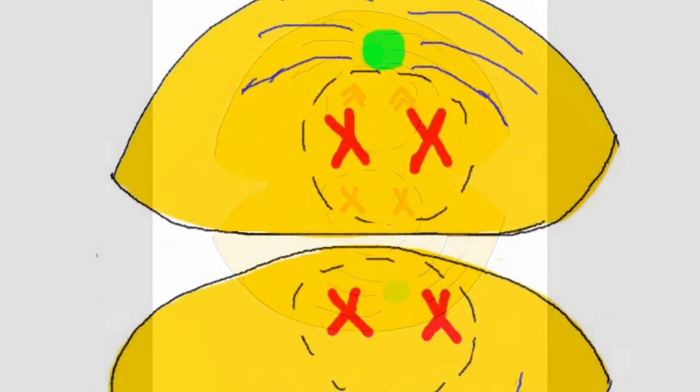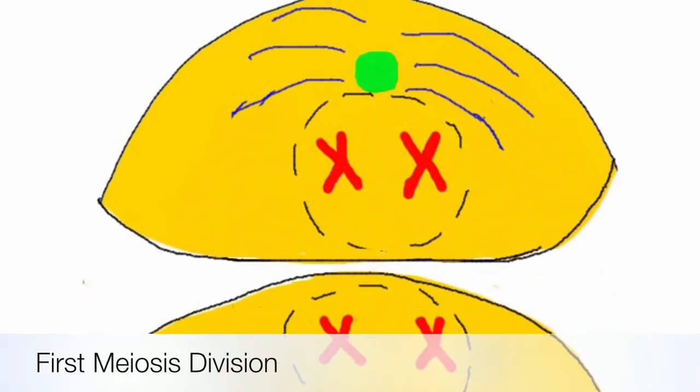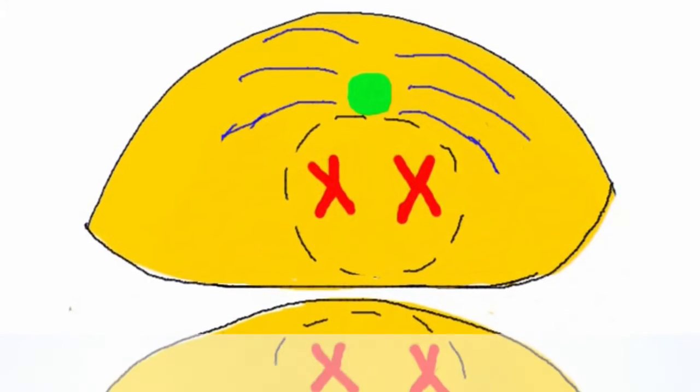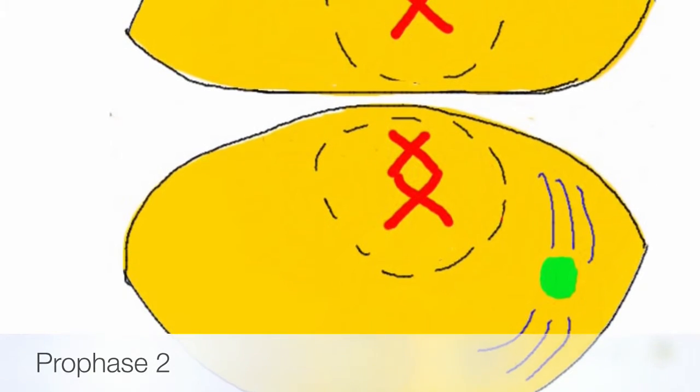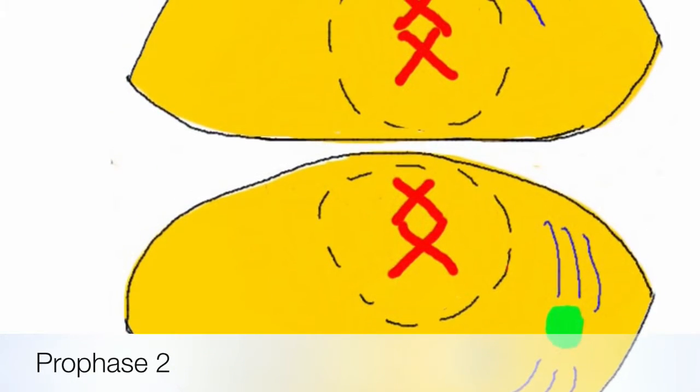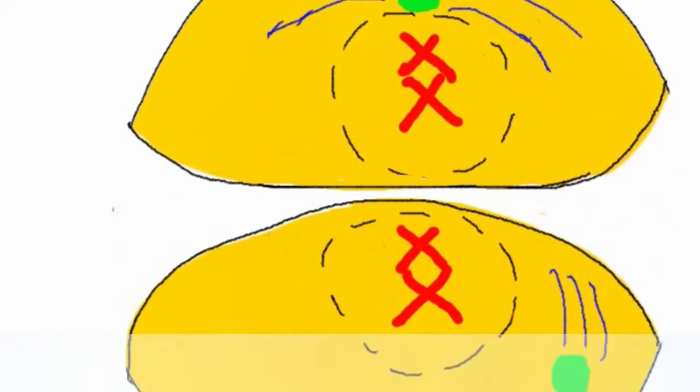The first meiotic division ends. There are now 2 cells, each with the same number of chromatids as the parent cell. Prophase 2. In the second meiotic division, homologous chromatids do not duplicate but merely separate.